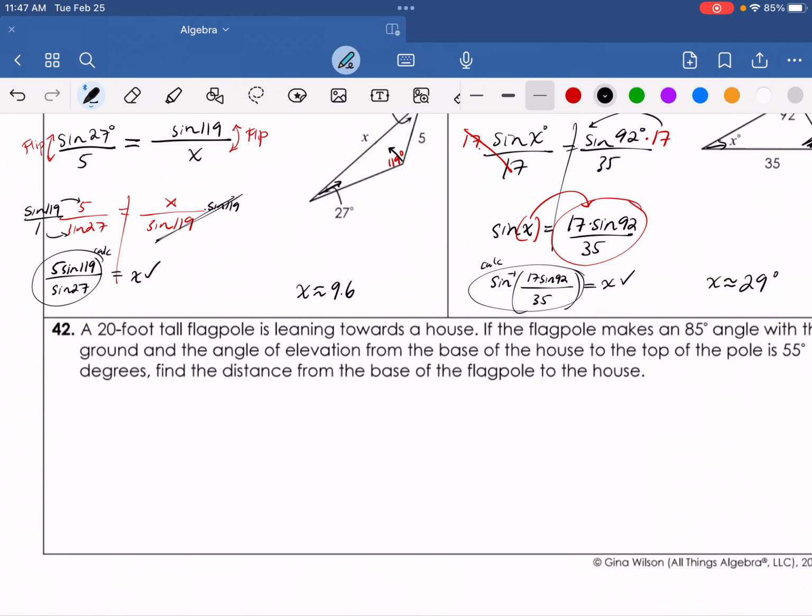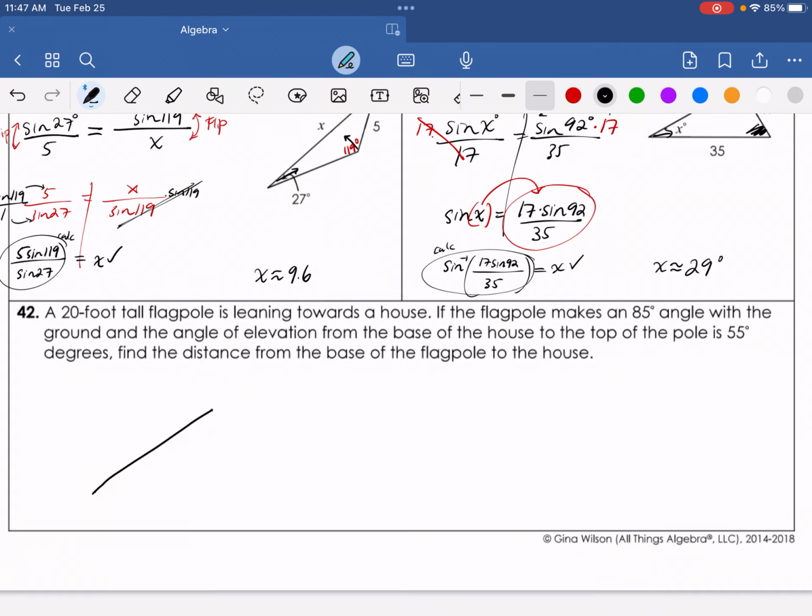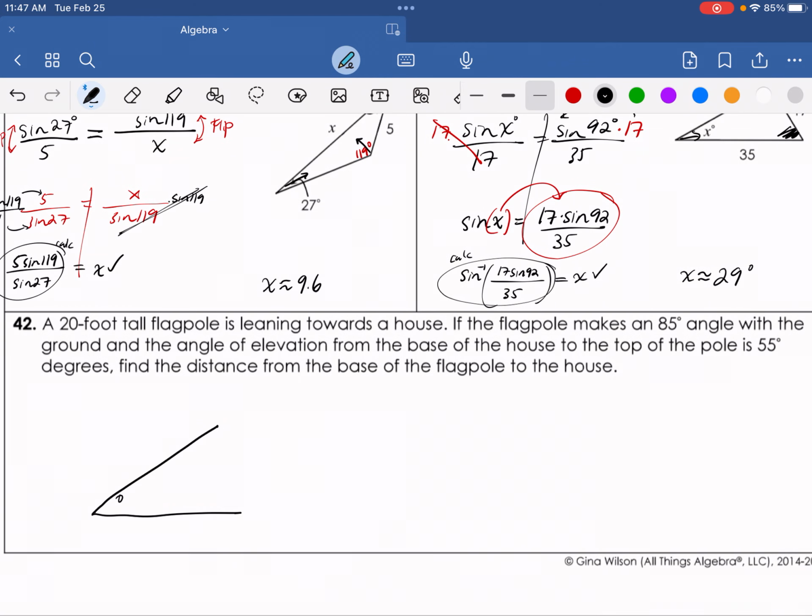It says a 20-foot flagpole is leaning towards a house. So there's a flagpole, but I guess it's falling towards a house. The flagpole makes an 85-degree angle with the ground. There's 85 degrees. So this is the flagpole. So this is the flag. And the angle of elevation from the base of the house to the top of the flagpole, so it means when you elevate it, when it connects, it's 55 degrees.